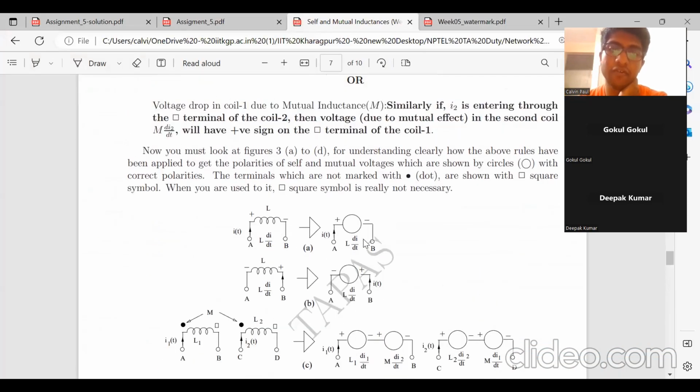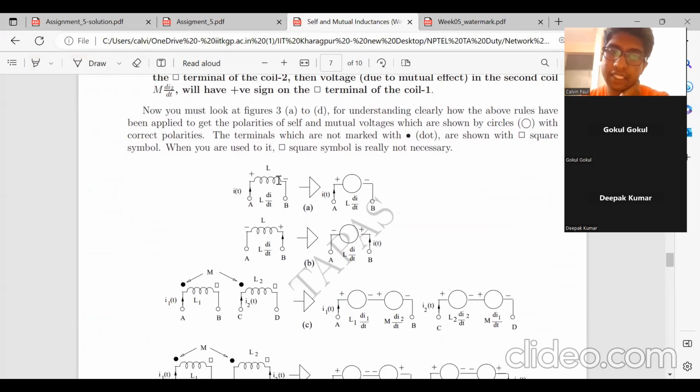They have also given us some other method. It's a bit complicated according to me, but let us go through what they're saying. There's an inductor L, and a current I is flowing. Remember, this current I is a function of time. It could be either constant or varying with time.